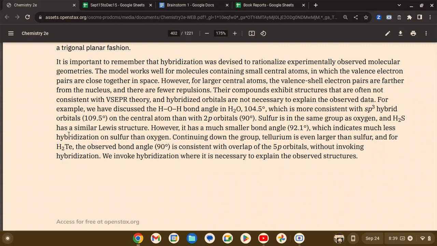Sulfur is in the same group as oxygen, and H2S has a similar Lewis structure. However, it has a much smaller bonding angle, 92.1 degrees, which indicates much less hybridization on sulfur than oxygen. Continuing down the group, tellurium is even larger than sulfur, and for H2Te, the observed bond angle is 90 degrees, consistent with overlap of the 5p orbitals without invoking hybridization. We invoke hybridization where it is necessary to explain the observed structures.